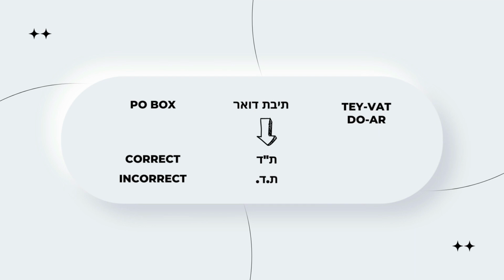As a Hebrew learner, the important thing to focus on is understanding the different types of abbreviations, recognizing them, and what they indicate.